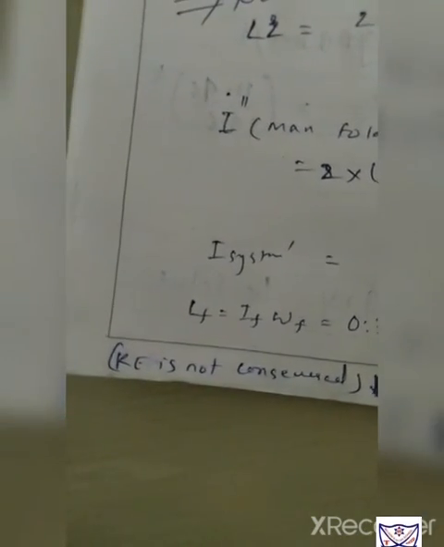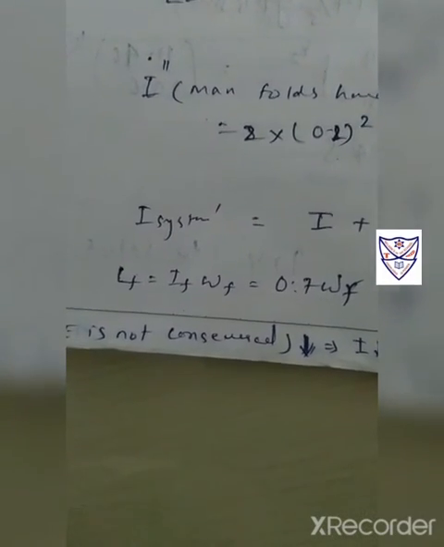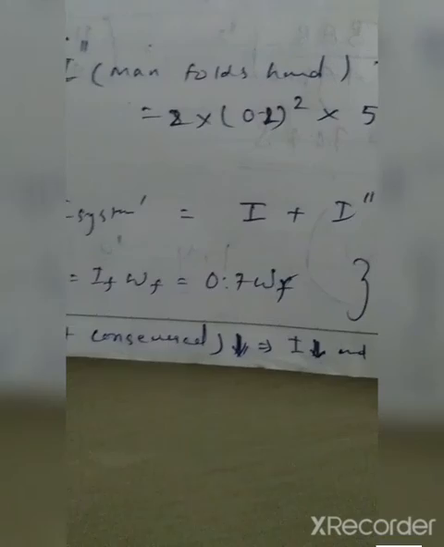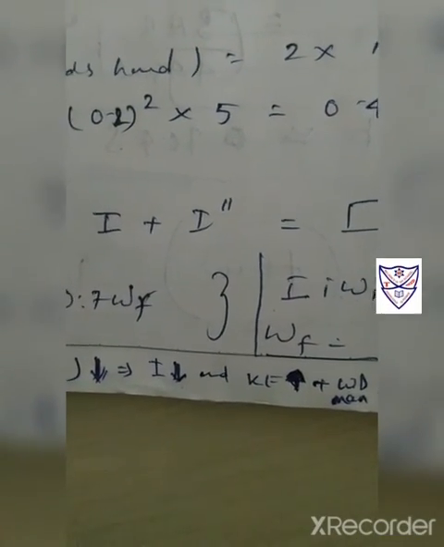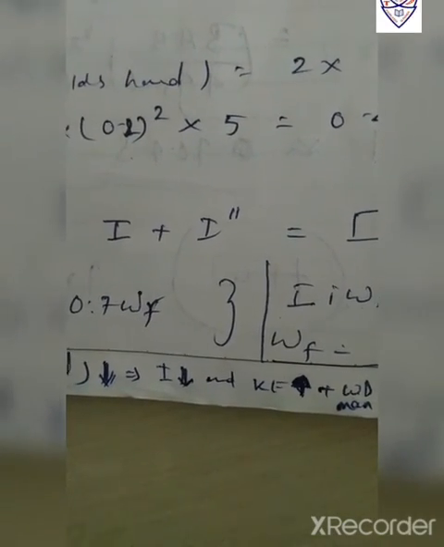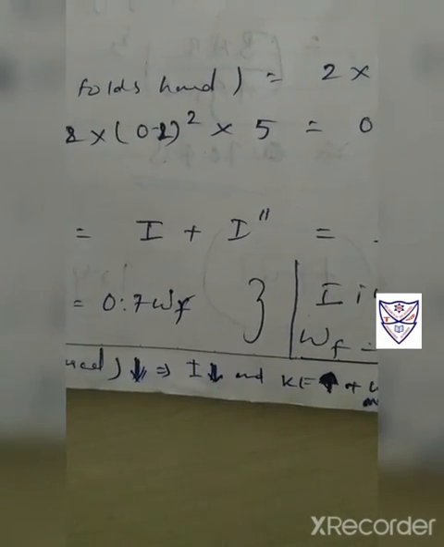Thus, here the condition is that kinetic energy is not conserved. So is it decreasing or increasing? That will decrease the I, and the kinetic energy increases, because the kinetic energy plus the work done by the man is also included here. So that's not a conserved system according to the given condition.